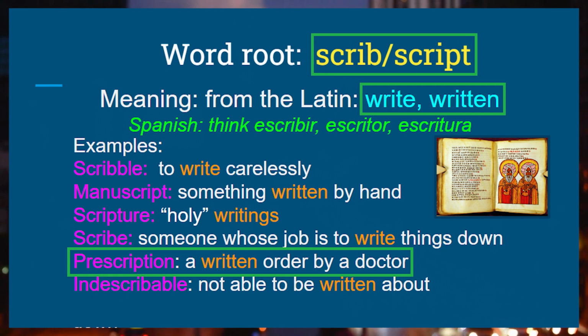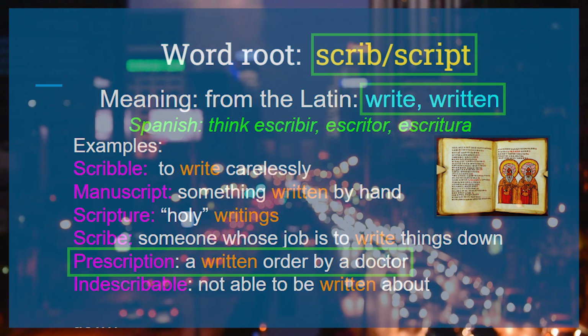You can see scrib in words like scribble, which is just to kind of write something carelessly on a paper or to draw something, or scripture, which would be holy writings from something like the Bible. A scribe would be someone whose job is literally to write things down. And if something is indescribable, it's not able to be written about or explained to somebody very easily. Prescription would be a written order by a doctor.